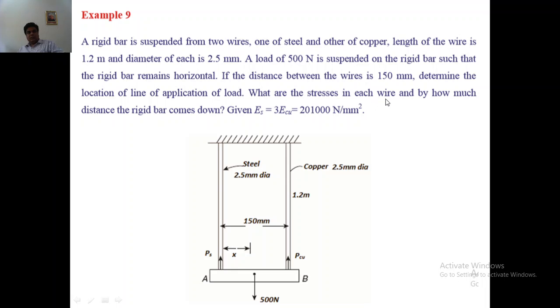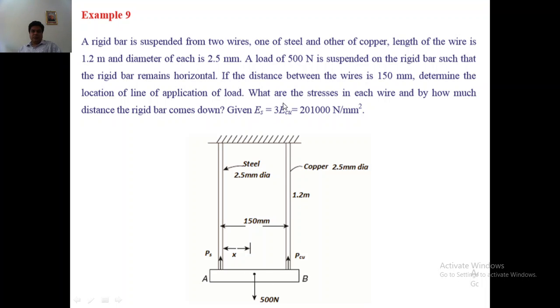And also you have to calculate the stresses in each material, that is, each wire. Since the materials are different, the modulus of elasticity will be different, and also the stresses will be different. But one thing is that the strain, that is, the elongation of the two wires, should be the same. That is a condition.